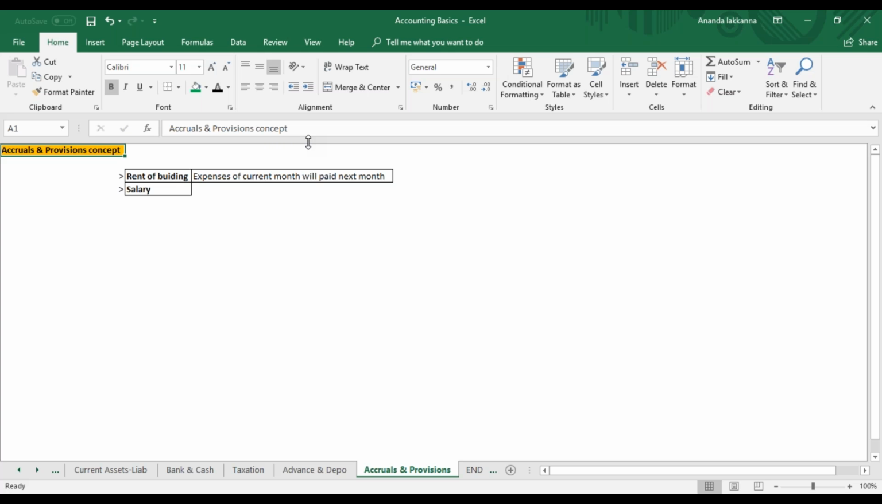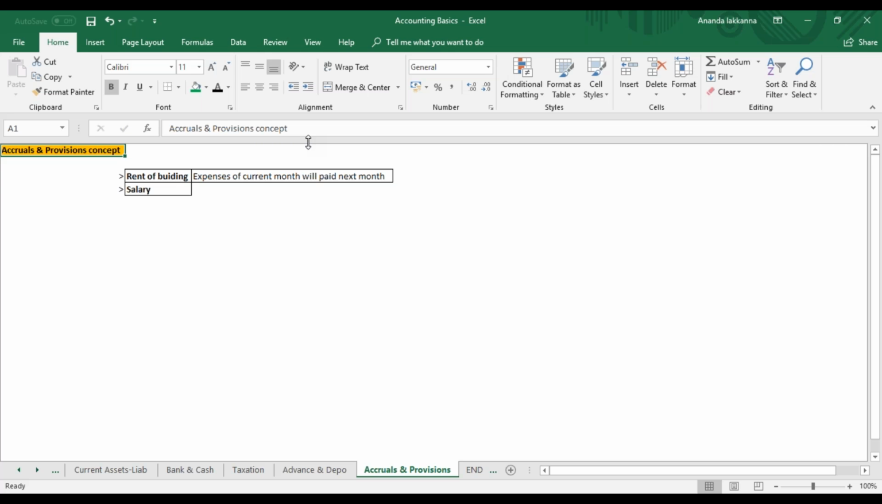September month I work in a company. Just imagine I worked in a company for a whole month. They pay me salary on 10th of October. The services which I provided are for September month, but they are paying in October. But as they are paying in October, it does not mean that the expense belongs to October month.